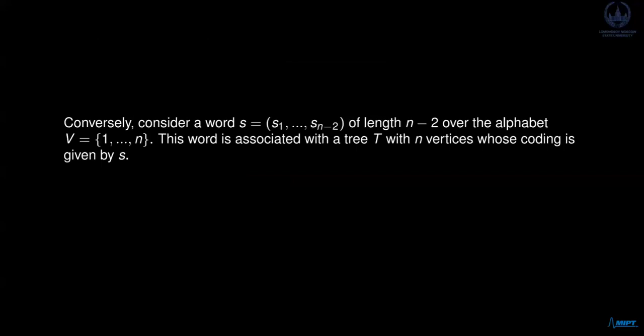Conversely, consider a word S of length n minus 2 over an alphabet with the vertices 1 to n, and this word is associated with a tree whose coding is given by S. That's it.